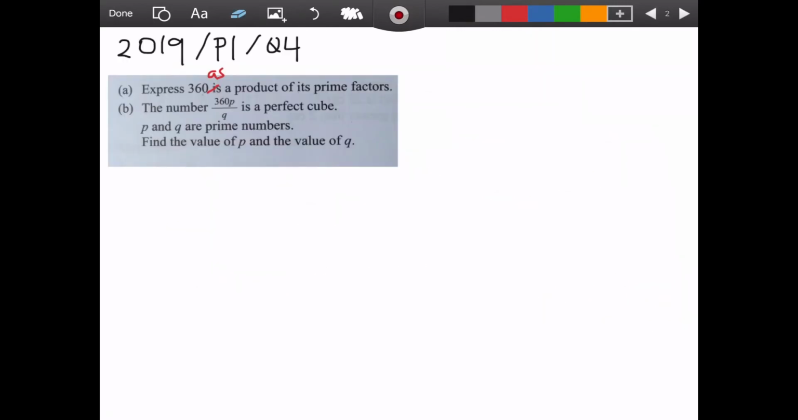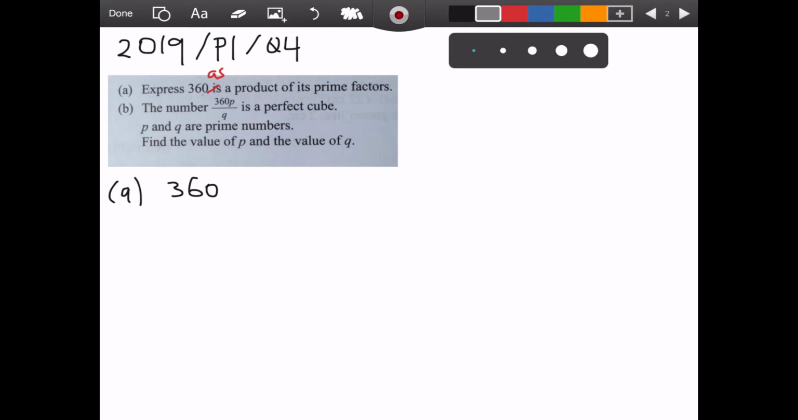Okay, so let's discuss this question that came out in 2019 paper 1 question 4 O-level mathematics. Part A, express 360 as a product of its prime factors. Okay, so let's see how we express. We write down 360. Now the question wants it in terms of the product of its prime factors. Okay, so is 360 a prime number? I mean, from the look of it, no, right?